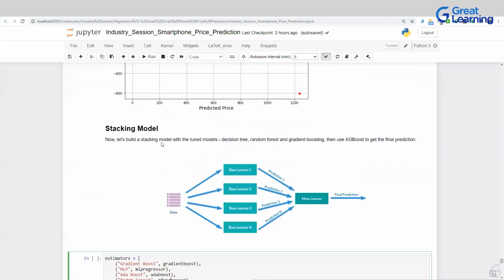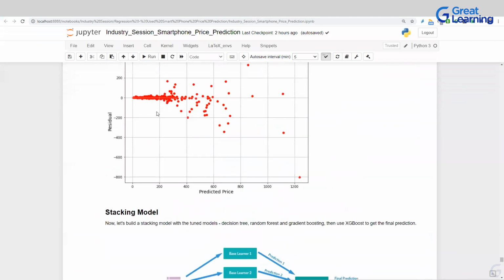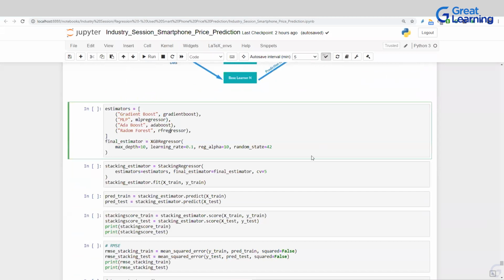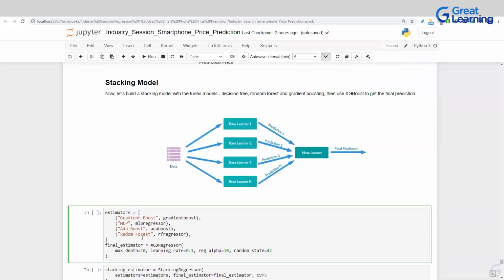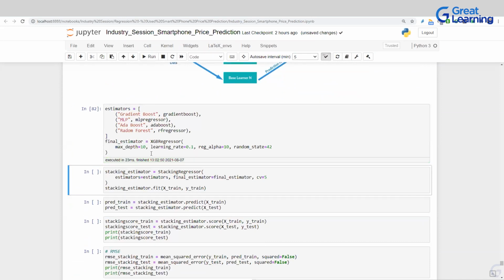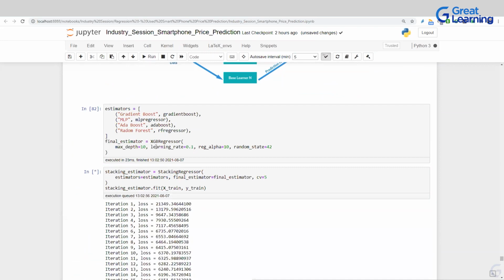And since XGBoost gave us a very good prediction on the residual side, I'm going to consider XGBoost as the final model. So the output of all these 4 models will go into the XGBoost model as an input, and from XGBoost we'll get our final predictions. Right? So I'm creating those estimators, and then from the stacking regressor that we call from sklearn, I'm going to fit this data.